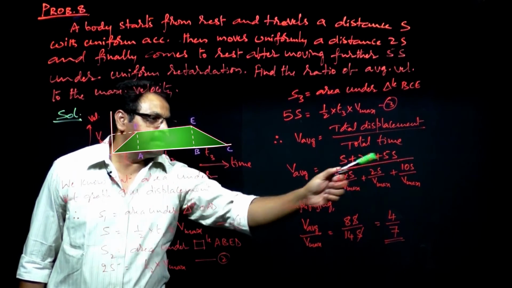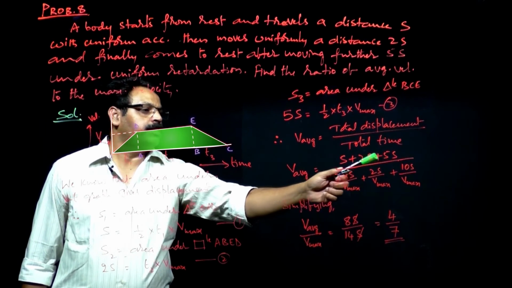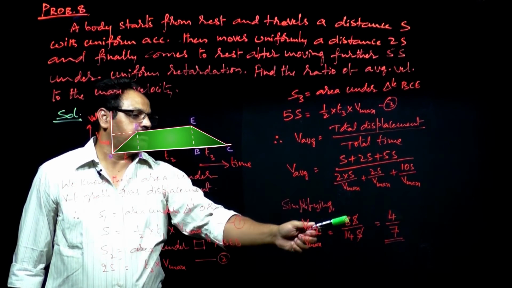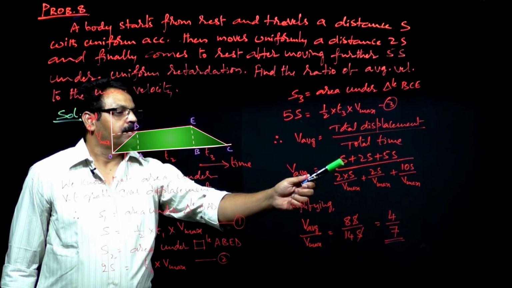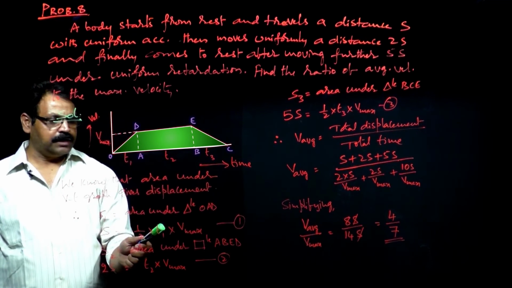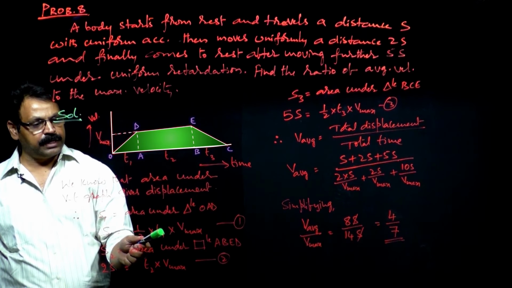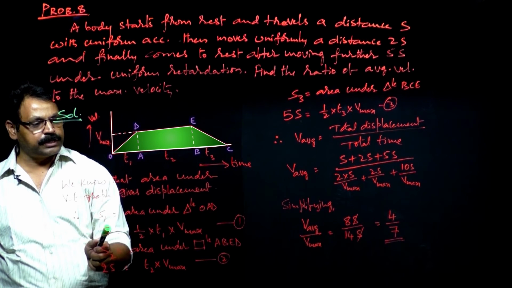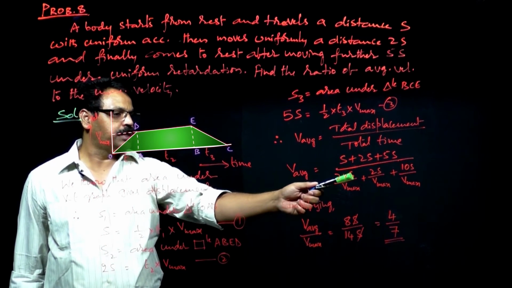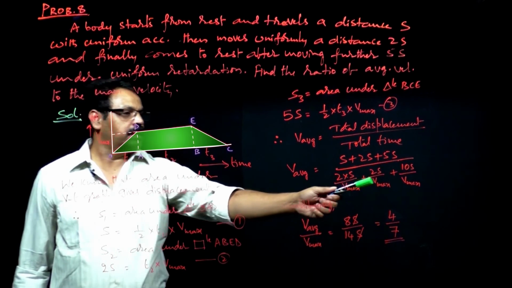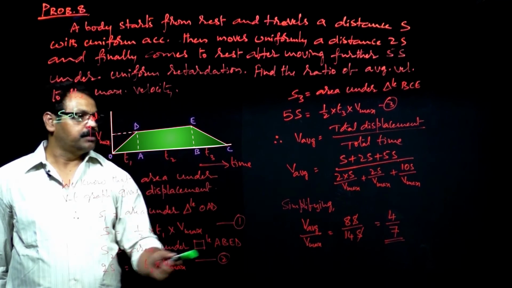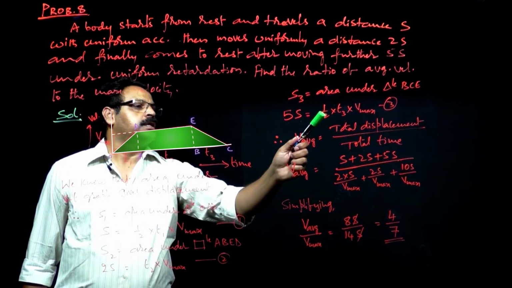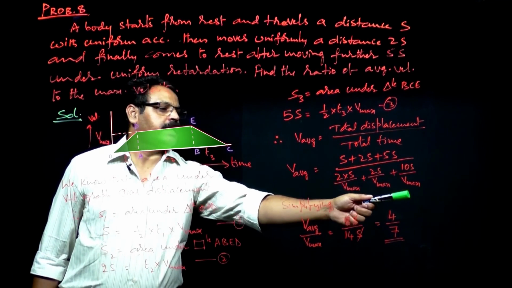Therefore, the total displacement is 1 plus 2 plus 5, that is 8s. And the time: the first interval time I can calculate from the first equation. Simplifying this, T1 is equal to 2s by V maximum. Here it is again 2s by V maximum for the second interval. Then for the third interval it is 2 into 5, 10s by V maximum.